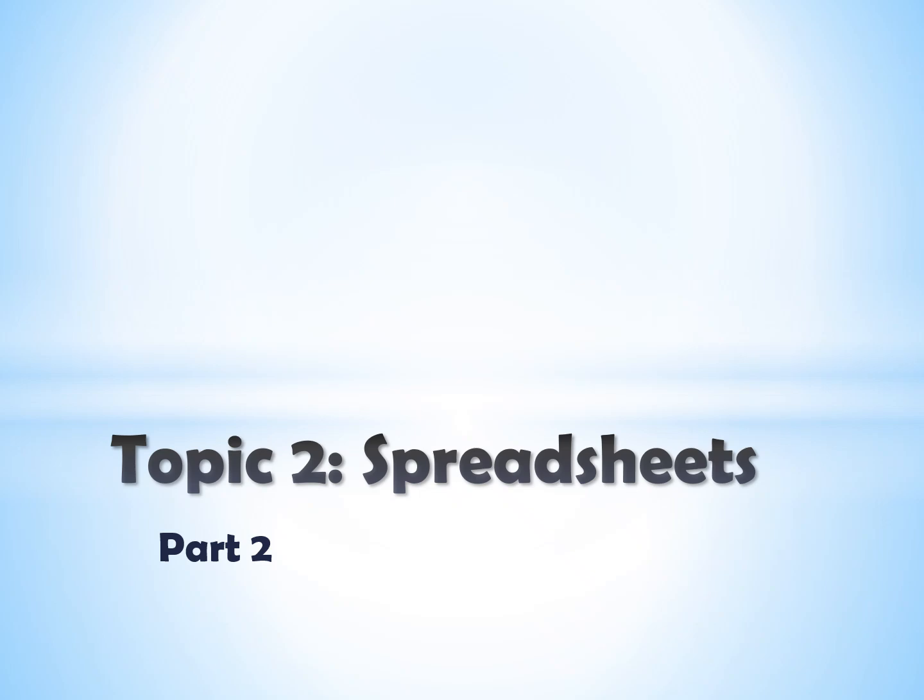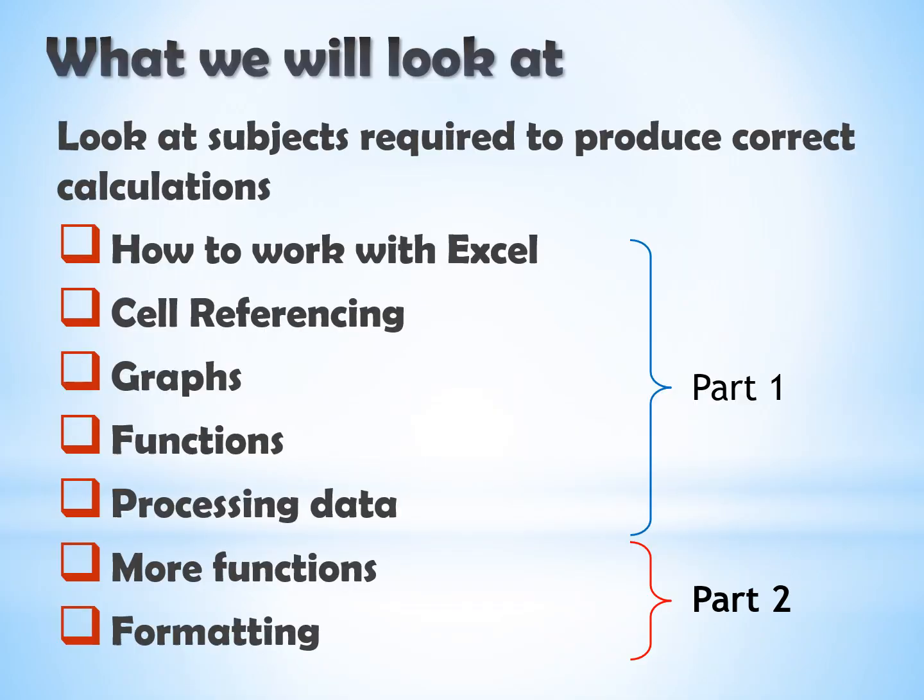11005 IT Skills. Topic 2 Spreadsheets. This is the second part of the lecture about Microsoft Excel. In this lecture, we will continue to look at components necessary for producing correct calculations in Excel. They include how to work with Excel, the use of functions, and formatting of data in the spreadsheet.